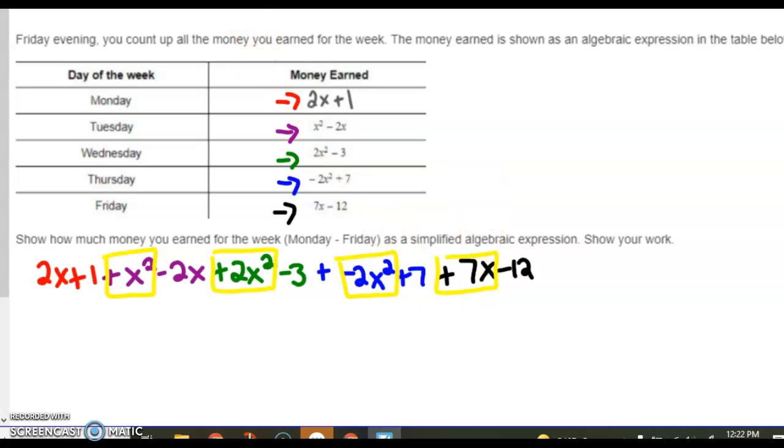Oh, that's not an x squared. Goodness gracious. Don't do that. That was just an x. Okay, so now I'm going to combine all of those x squareds together.